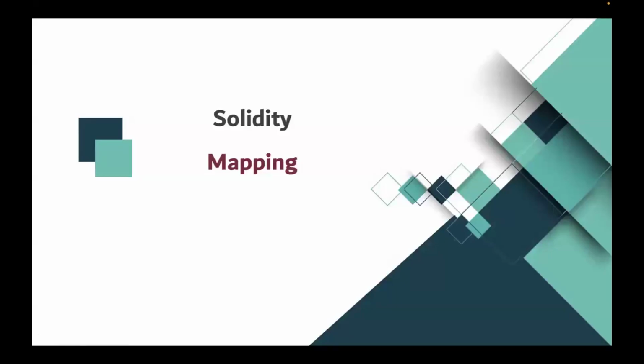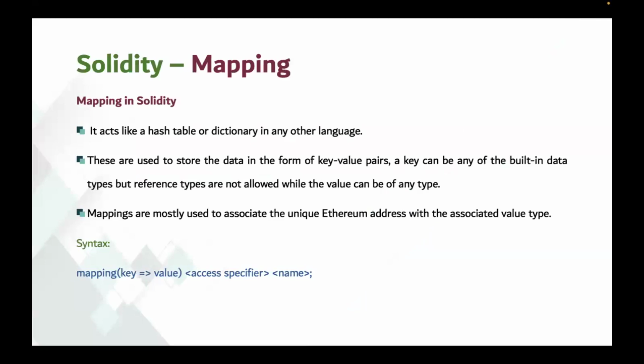Now, let's move to talk about mapping. What is mapping? Mapping in Solidity allows you to store data in the form of key-value pairs. The key can be any built-in data type, except for reference types, and the value can be of any type. Mappings are useful when associating a unique Ethereum address with corresponding values.